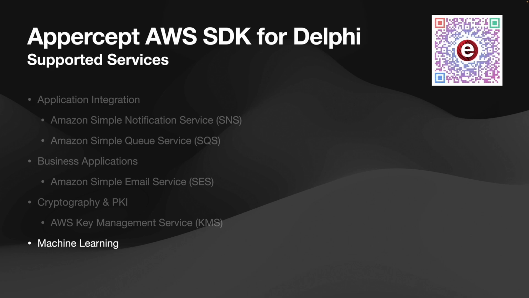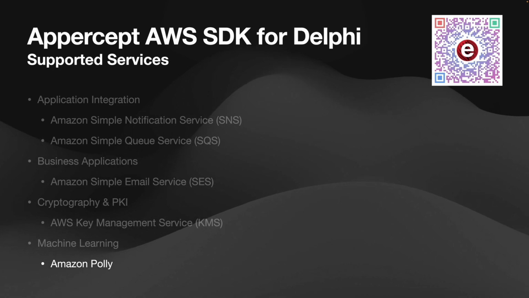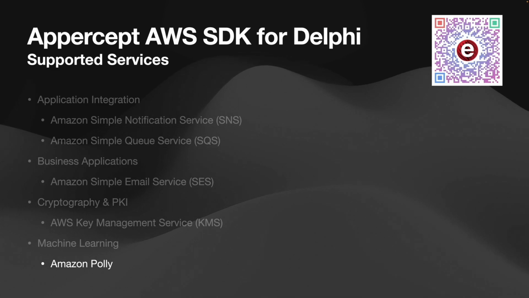Within the machine learning category, we provide Amazon Polly, which is a text-to-speech service. So you can provide it some text and it will send you back an MP3 file, which will contain a voice recording or generation that is very human-like.